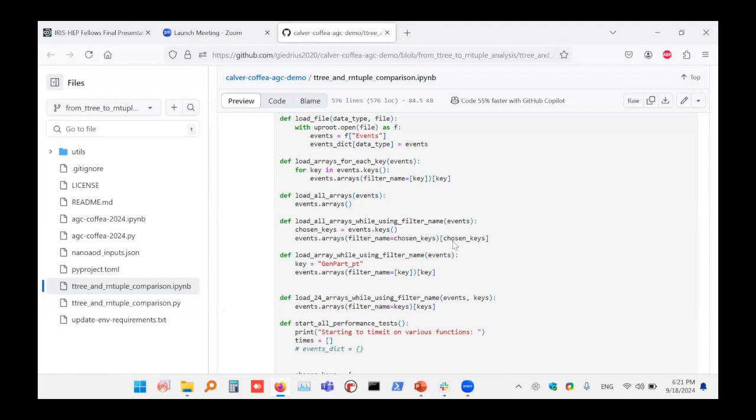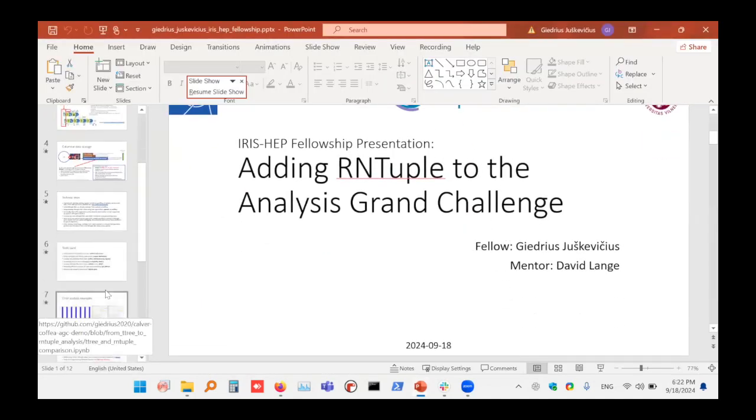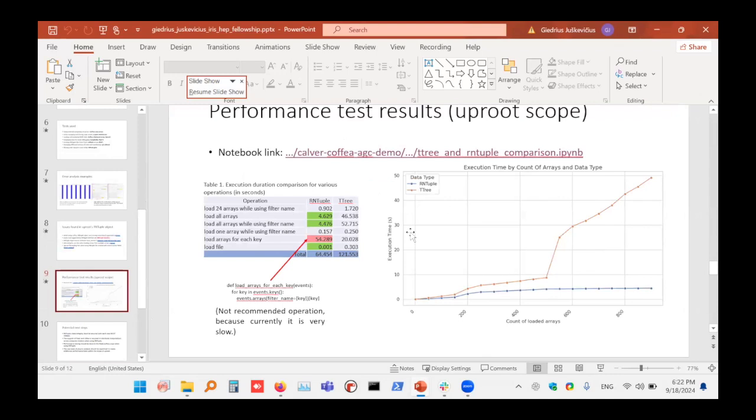All right, Alex, you had your hand raised? Yeah, thanks a lot for the talk. I was wondering, in this table where you have these performance results on slide number 9, you show one entry which is sort of loading the file. Am I understanding correctly that this is effectively the metadata reading that happens if you just open the file, and that has gotten so much faster now? Could you specify which loading you are talking about specifically? The one you call load file, which is 0.001 seconds for RNtuple and like 0.3 seconds for TTree.